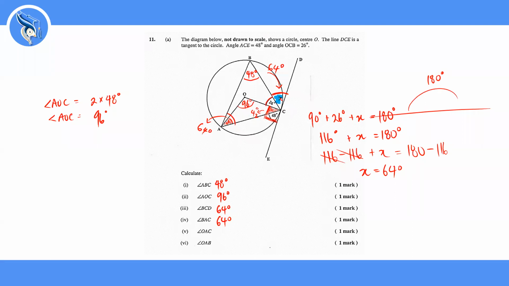But again, this is an isosceles triangle. Why? Point O is the center and it goes from O to A. So OA is a radius, and so is OC, right? Line OC. So that means that they're both radii, so they have the same length. That means that this is an isosceles triangle. And remember, the angles at the base of an isosceles triangle are equal, right? Hope you're following.